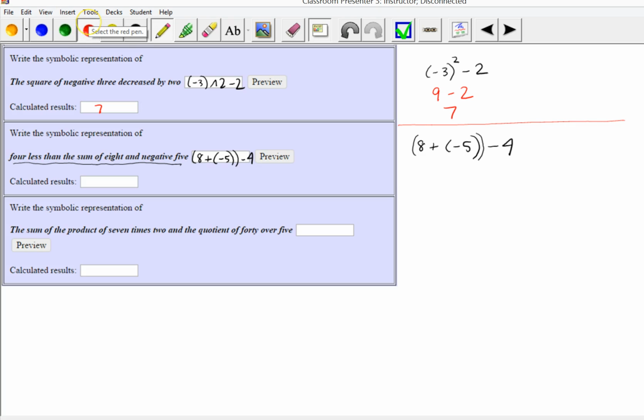And now let's calculate the results. Well, the sum of 8 and negative 5 is 3. Now we will find 4 less by subtracting 4 from 3, and our result is negative 1.